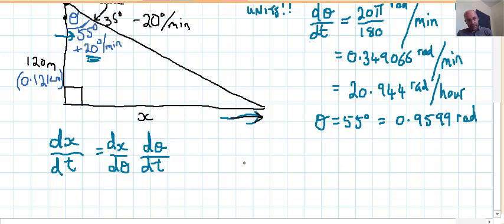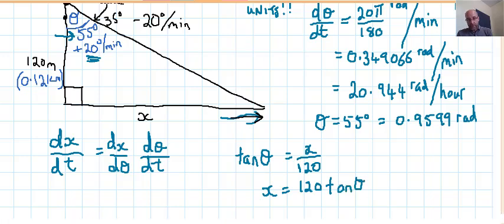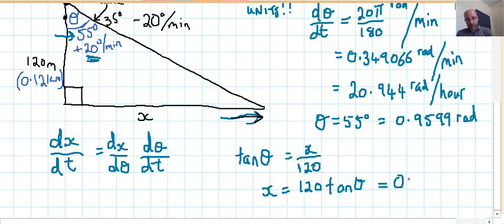Now, to get dx d theta, we need a relationship between x and theta. In the triangle there, it's a right angle triangle, so tan theta equals x over 120. So x equals 120 tan theta. Rearranging. So after we've rearranged, that was in meters, I'm just going to use it in kilometers. You'll see that before I converted that. So remember, the answer needs to be in kilometers per hour, so it's 0.12 tan theta kilometers.